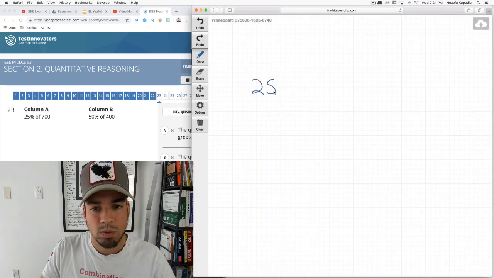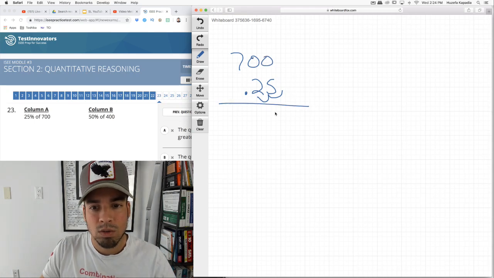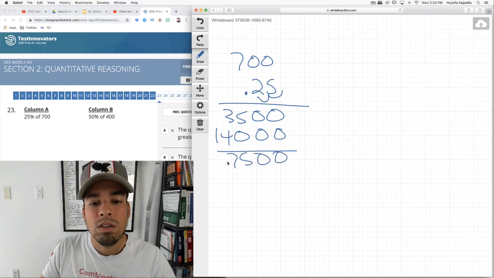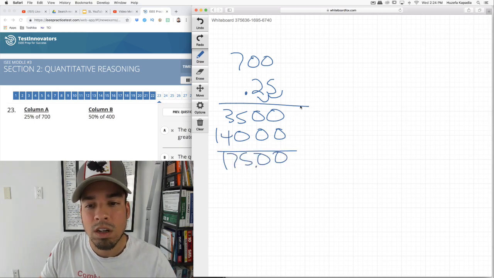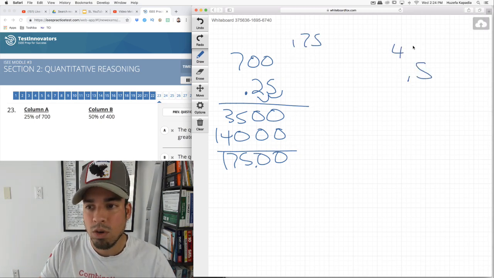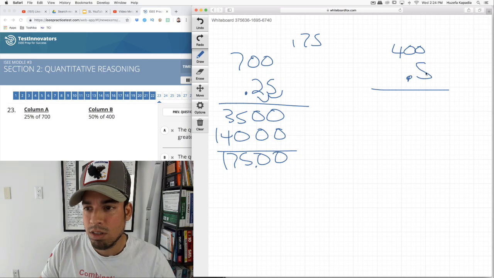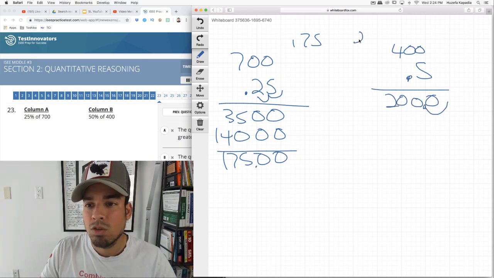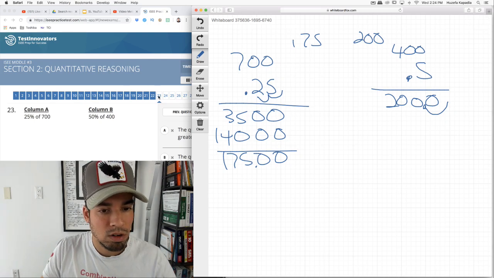25% of 700. Move the decimal over twice. It's 0.25 times 700. Move the decimal over twice. It's 175 for A. This one is 0.5 times 400. We could do 0.50, but that other 0 doesn't matter. Move decimal over once, and it's 200 for column B. Column B is larger.